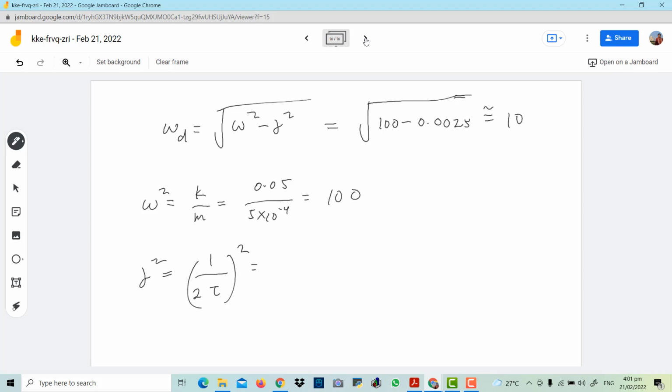And we know tau, right? Tau is equal to 10 seconds. So, 1 over 2 times 10 quantity square is actually equal to 0.0025. So, gamma square is 0.0025. So, the omega d is just equal to 10.